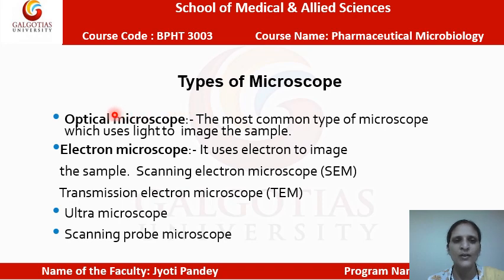Types of microscope. There is a variety of microscopes present in the field of science. First one is the optical microscope. This type of microscope uses light to visualize the image of any object. Second one is the electron microscope. Such a microscope uses electrons to visualize the image of any sample or object. Electron microscopes include certain subcategories like scanning electron microscope, transmission electron microscope, ultra microscope and scanning probe microscope.